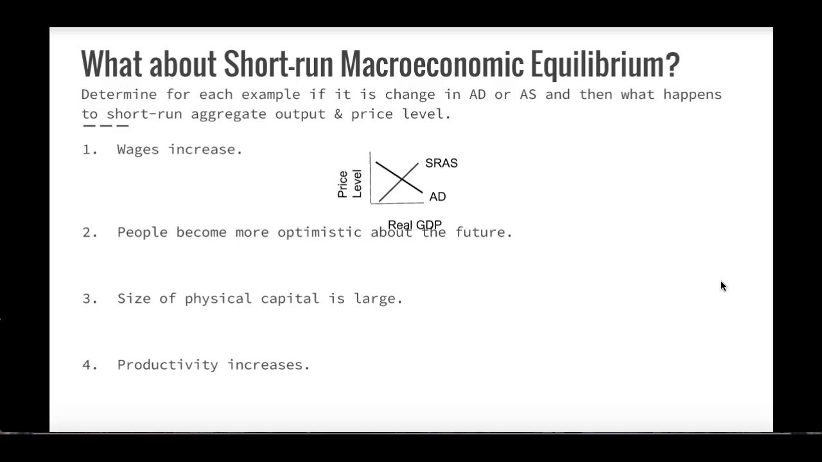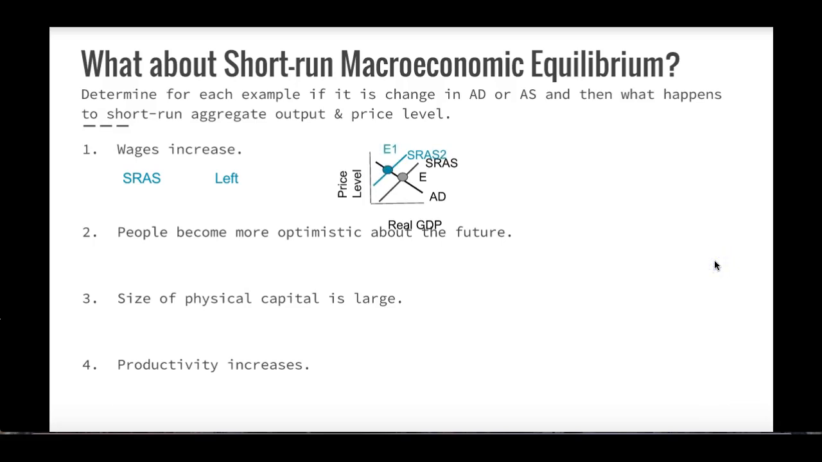So wages increase. Should that be a change in aggregate demand or short-run aggregate supply? Short-run aggregate supply, because this has to do with nominal wages. If nominal wages increase, it's going to cost businesses more to hire workers and more to produce their product. So as a result, this is going to be a left shift in short-run aggregate supply. So we're going to move that to the left.